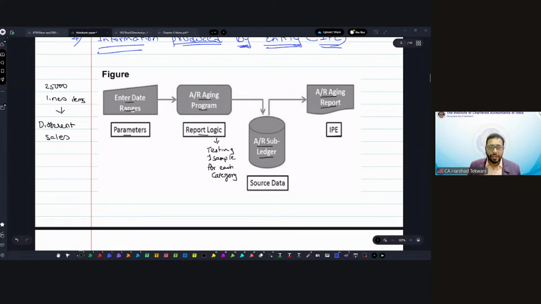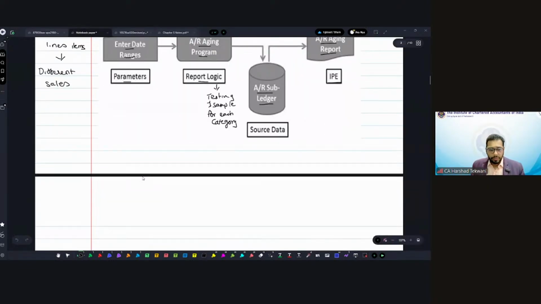Now, what is the source data over here? Your AR subledgers, AR balances. Now, what additional procedures will you perform on the AR balances? I will test completeness. I will test controls. I will do TOC, TOD on that. So here, TOC plus TOD will be performed on the source data.